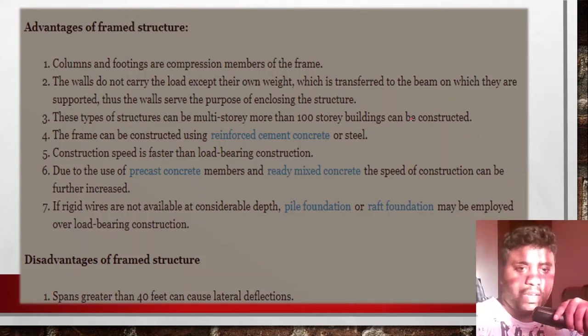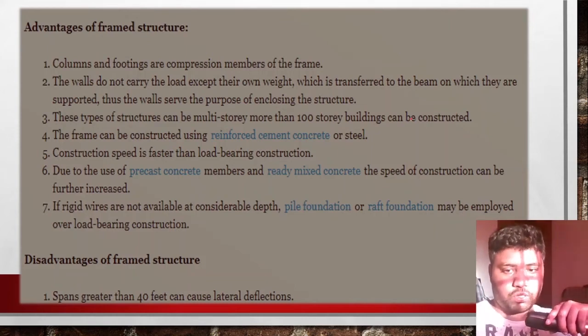What is the disadvantage? Only one disadvantage: spans greater than 40 feet can cause lateral deflections.